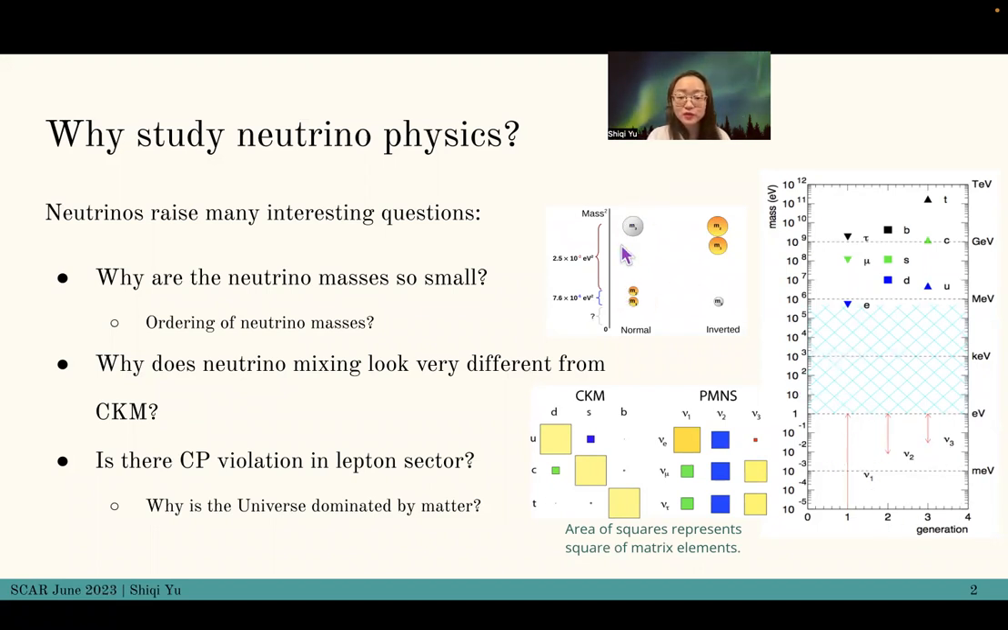What's the ordering of neutrino masses? Why does neutrino mixing look so different from quark mixing? What is their CP violation in the lepton sector, which can help us to answer why the universe is dominated by matter instead of antimatter?